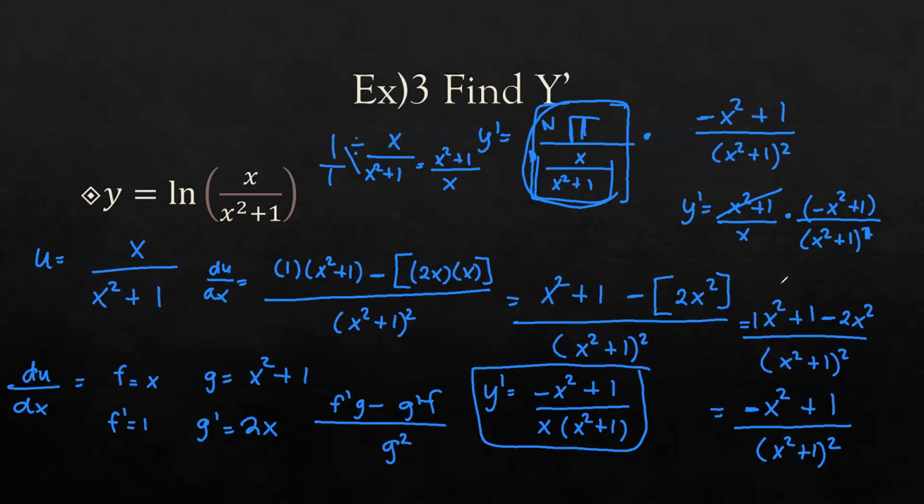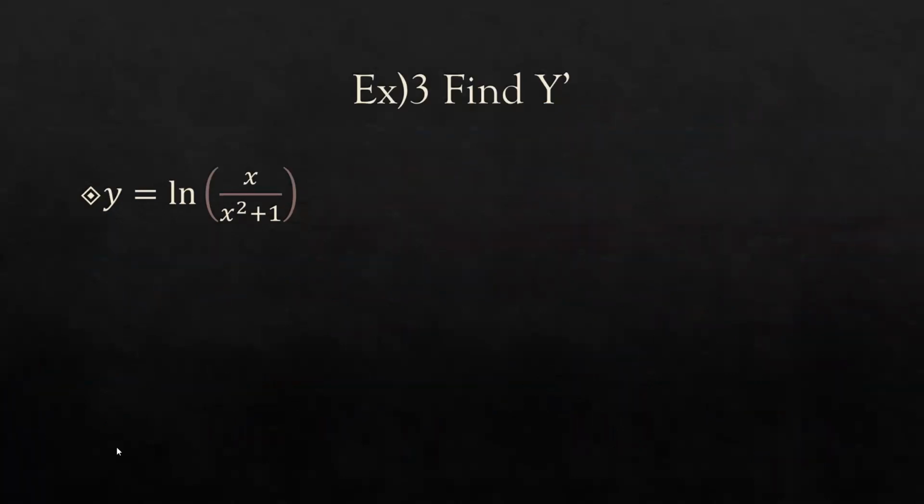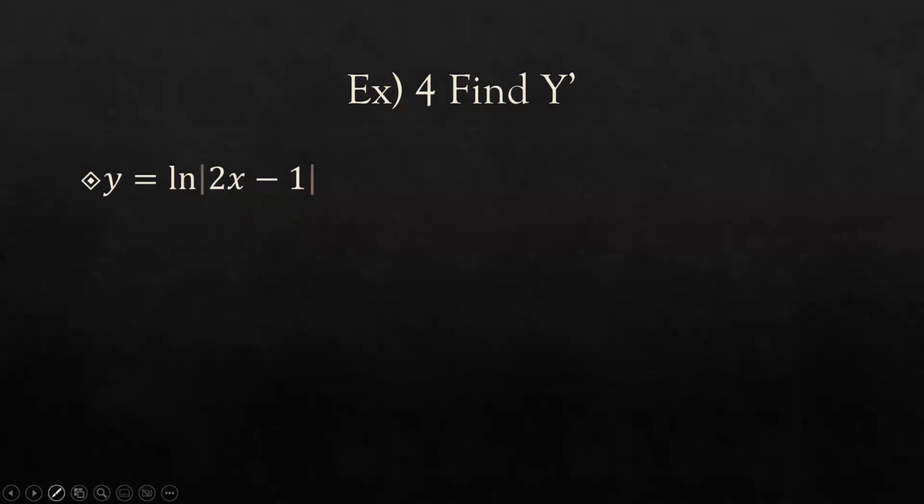Okay, let's move on to the last example, example 4. What is the derivative of y equals ln absolute value of 2x minus 1? The absolute value is just the same thing, so it's really just going to be u prime over u. That's it. My u is 2x minus 1.